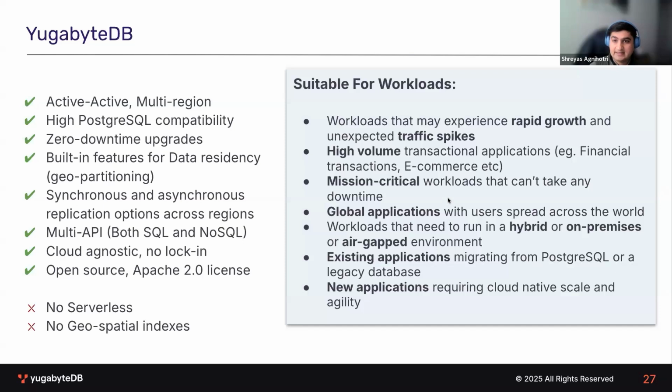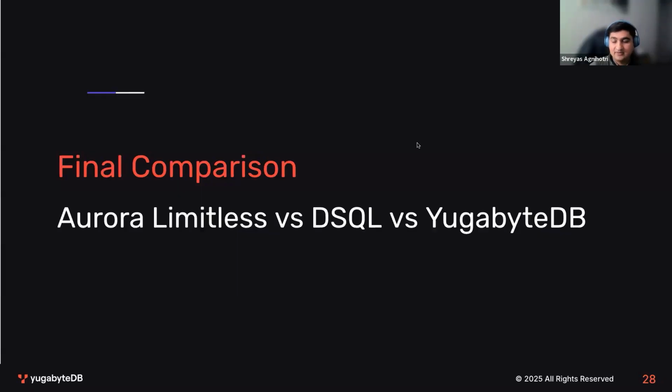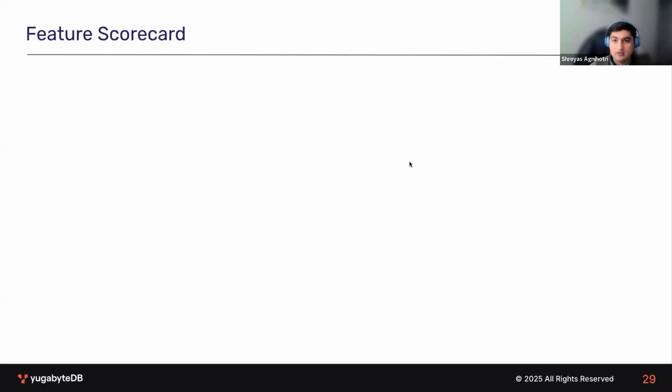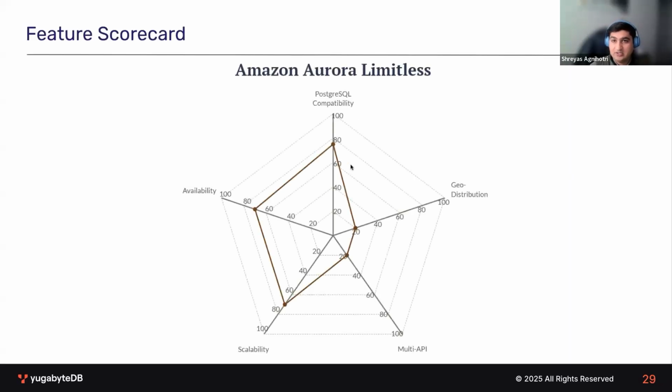So with that, let's take a look at the final comparison, right? So we're going to compare Limitless, DSQL, and Yugabyte because the rest of the offerings are not truly distributed SQL. So it would be an unfair comparison. So we are mostly going to keep it focused on these three options. So with Limitless, this is the feature scorecard. We have different scores depending on what the feature set is.